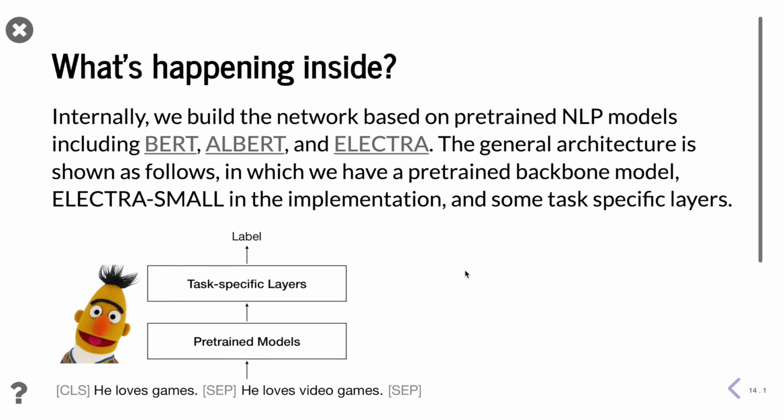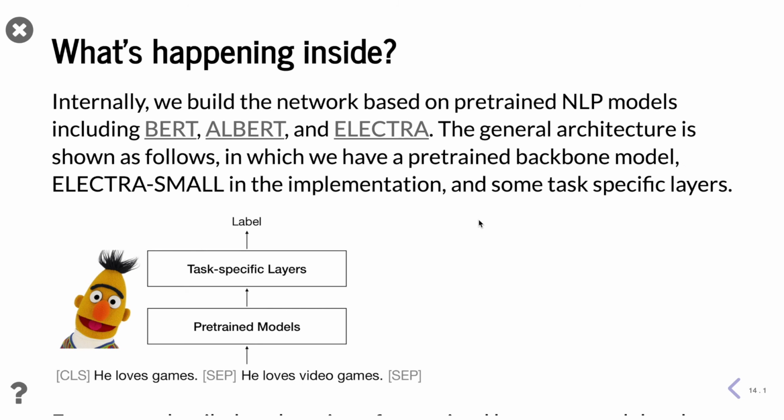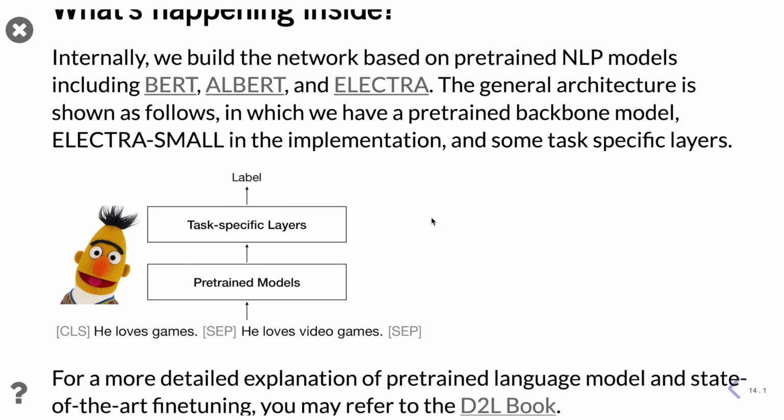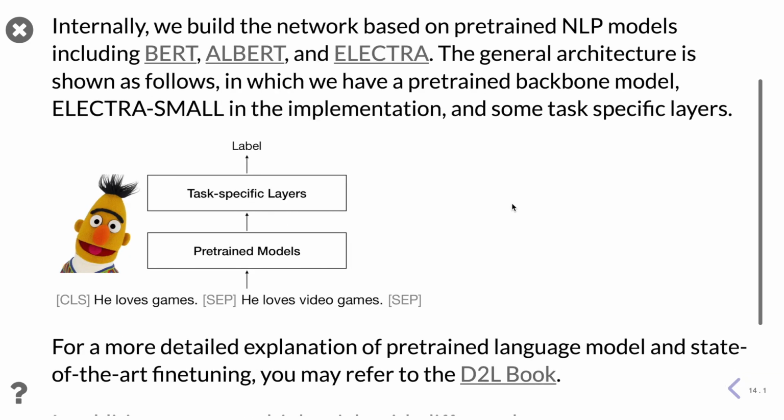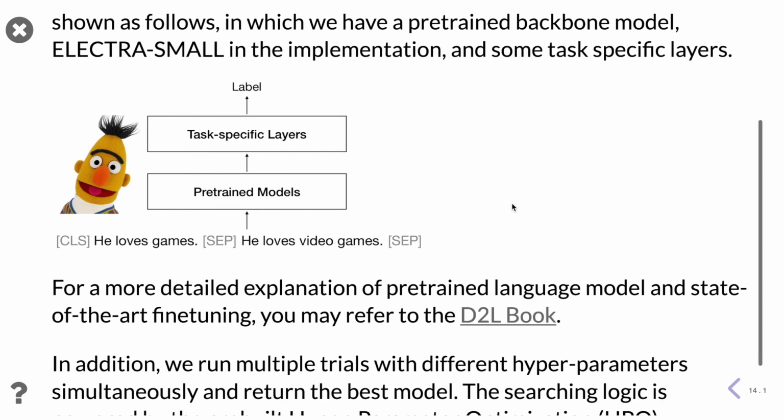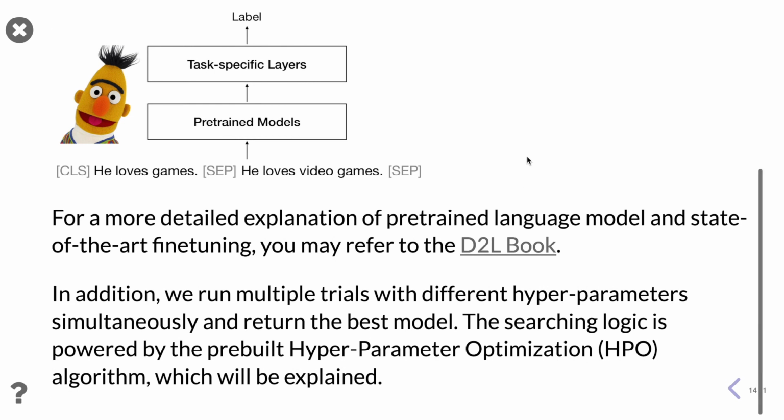So what's happening inside? Internally, we build the network based on pre-trained natural language processing models, including BERT, ALBERT, and Electra. The general architecture is shown like this, in which we have a pre-trained backbone model, and in fact, in this tutorial, we use Electra Small in the implementation. On top of this backbone model, we add some task-specific layers. For the backbone models, we initialize them via the pre-trained weights, and for the task-specific layers, we use random initialization. For a more detailed explanation of pre-trained language models and state-of-the-art fine-tuning, you may refer to the D2L book.